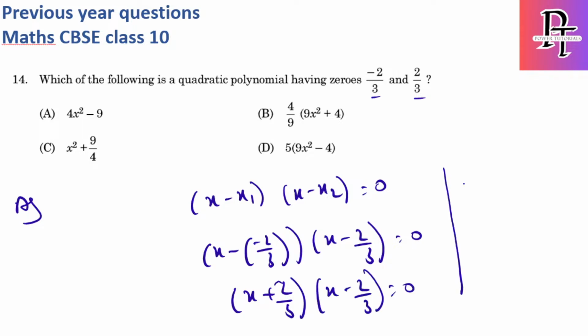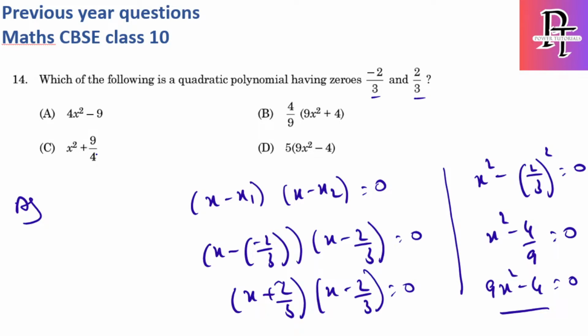So simply it is x square minus (2 by 3) whole square is equal to 0, or x square minus 4 by 9 is equal to 0. So if I take LCM, this becomes 9x square minus 4 is equal to 0. 9x square minus 4. Only this is the option, because if I multiply into 5 also, I'll get the same value, because 0 into anything is 0.